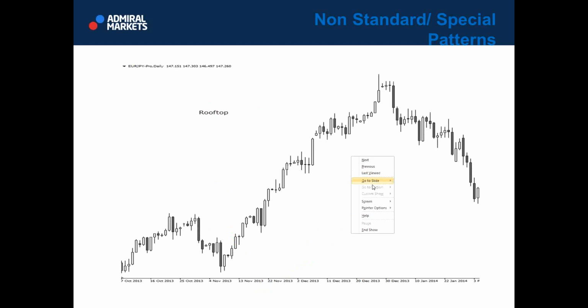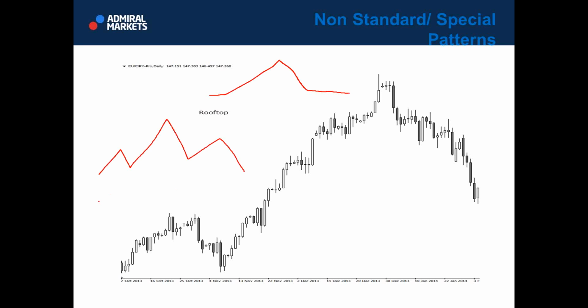Rooftop can be traded. If you see a rooftop, it looks like this. Head and shoulders is this, and a rooftop usually looks like this, like a roof. You just draw a trend line and wait for the breakout. And this was trigger happy, this was breakout, this was retest, and from this point here it was a continuation trade.